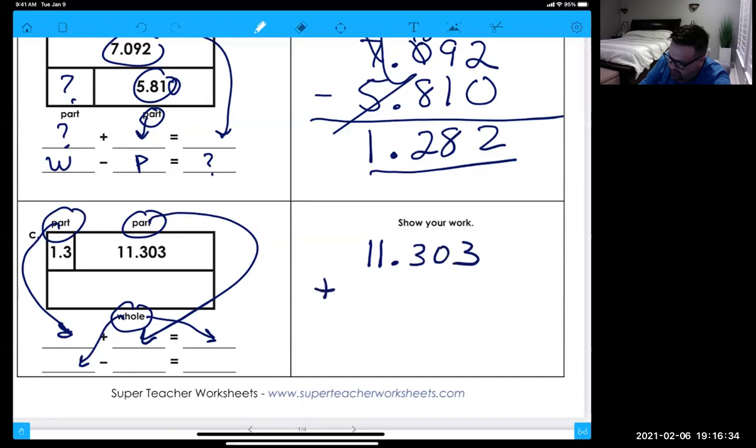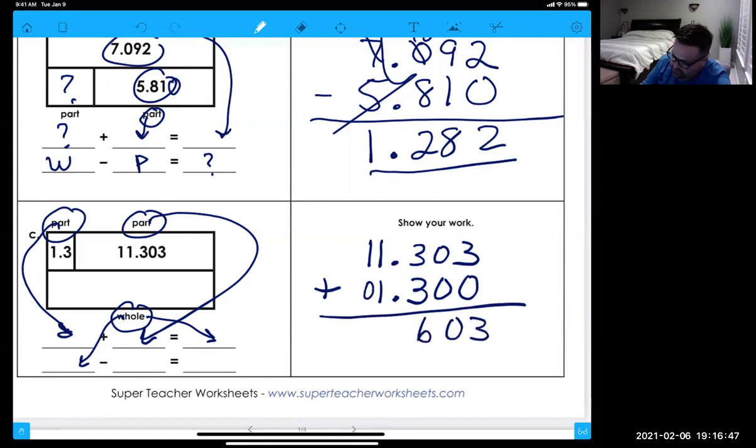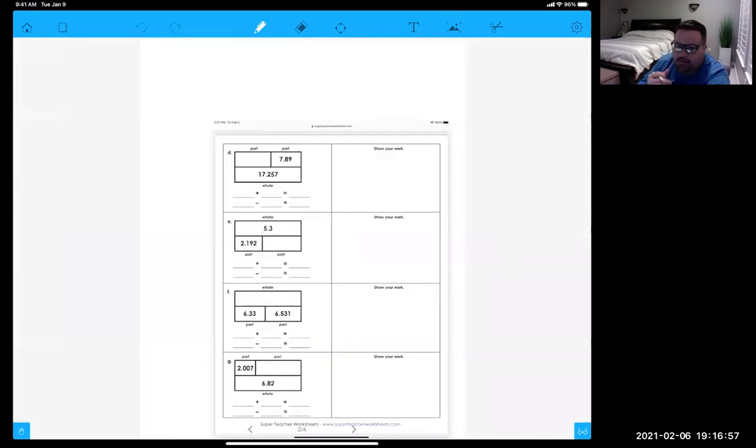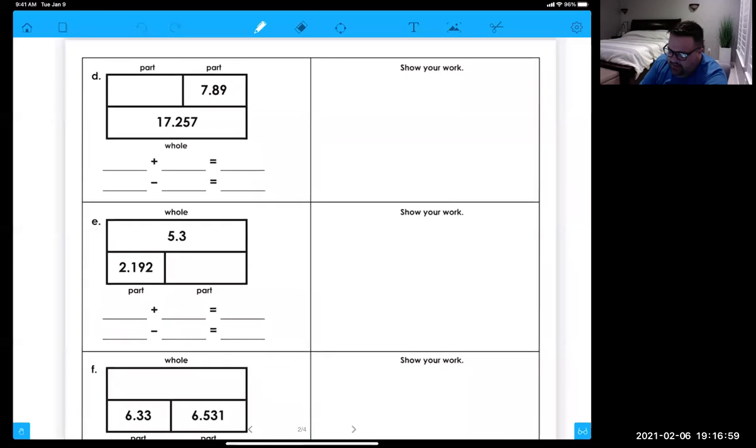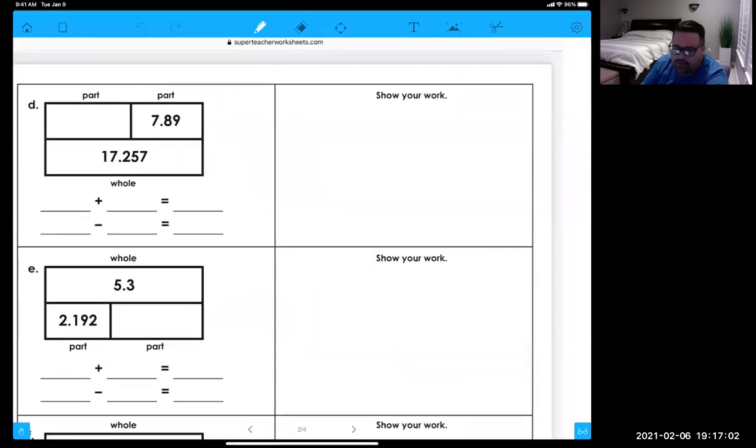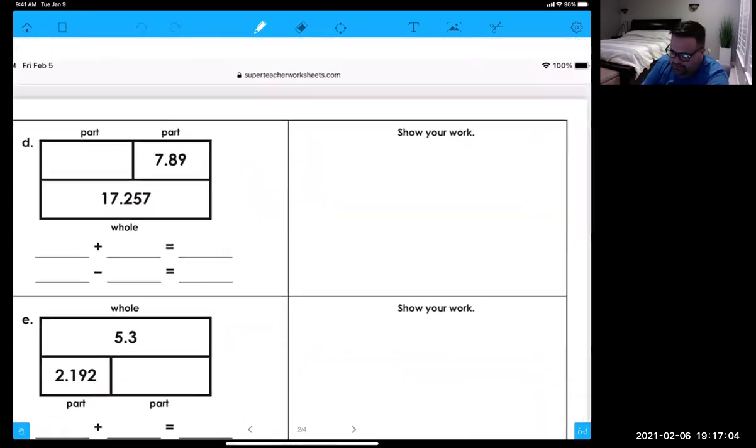11.303 plus 1.3. And I'm going to put in the zeros just so I don't get confused because they're like placeholders, right? And then you would add this up, drop your decimal straight down, and you would get 12.603. Type it in exactly like that, or you won't get the points. All right, D. Pause me and do D.